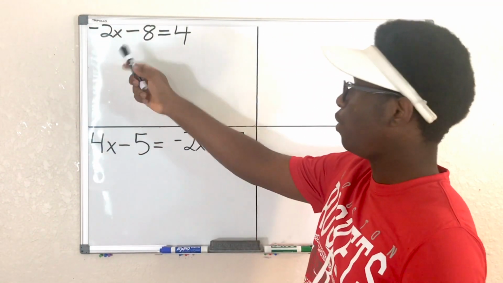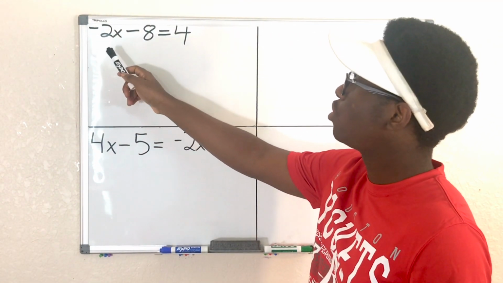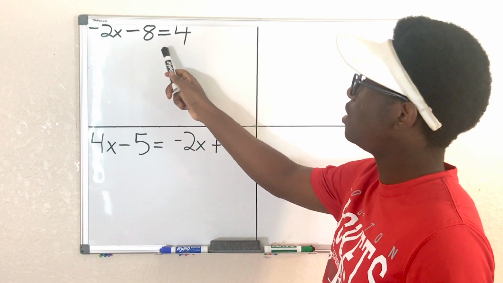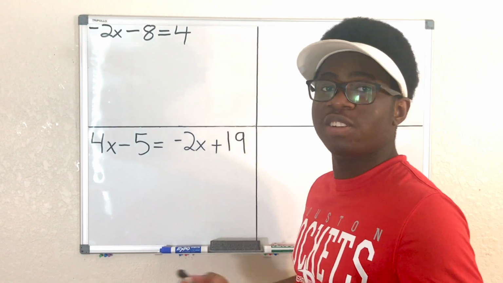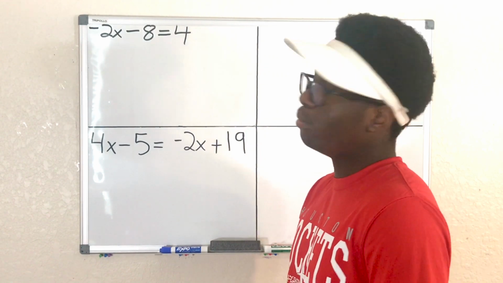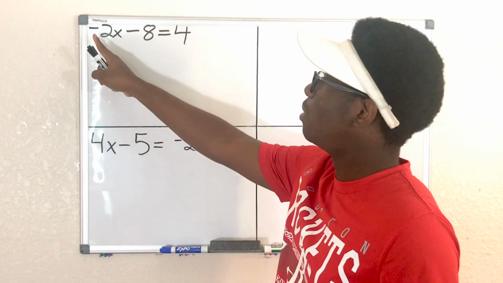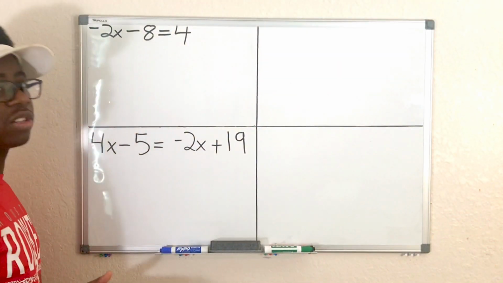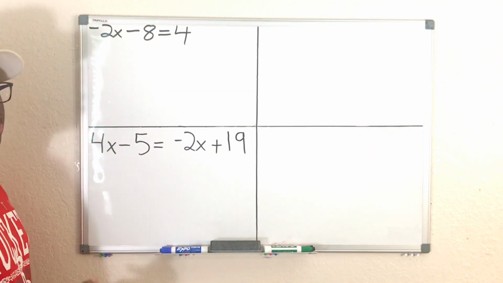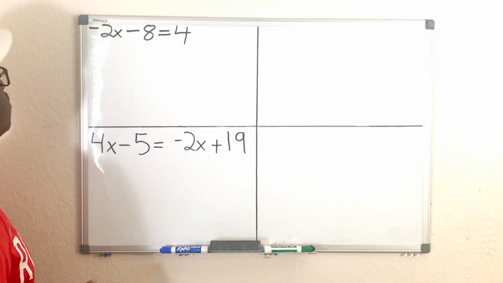So the first equation we have is negative 2x minus 8 is equal to 4. You might be wondering what's difficult about this. Well, most students tend to forget about the negative sign. And the negative sign is a huge factor in solving algebraic equations, especially when it's given.